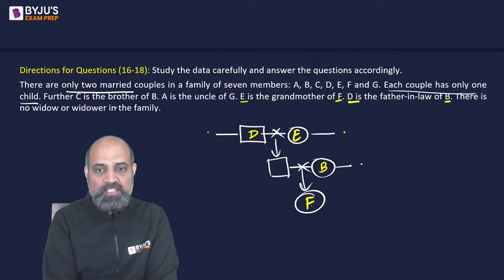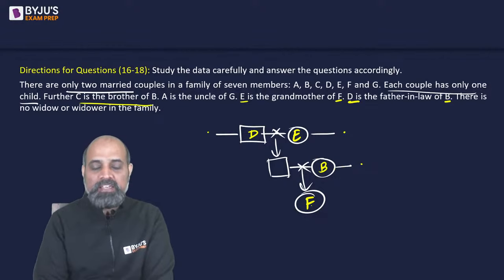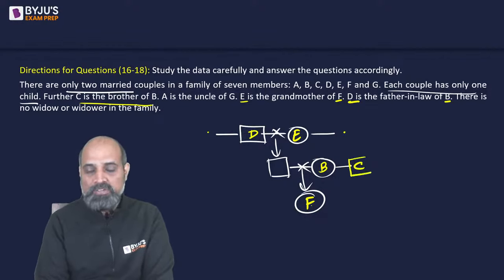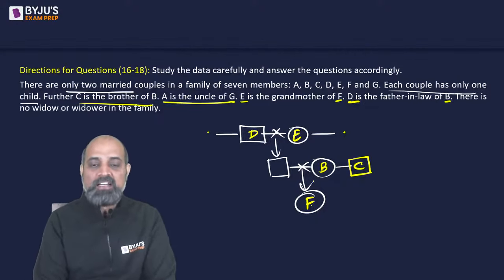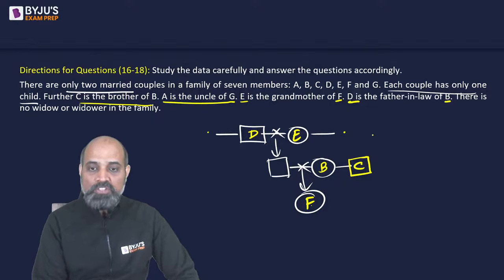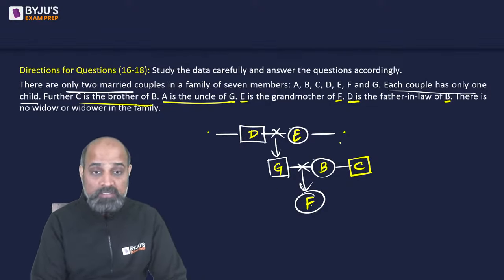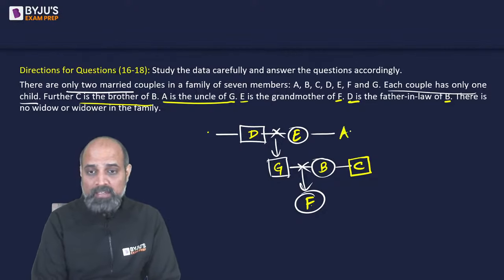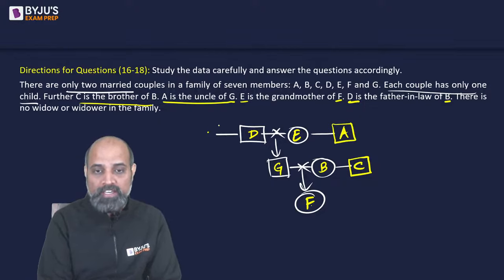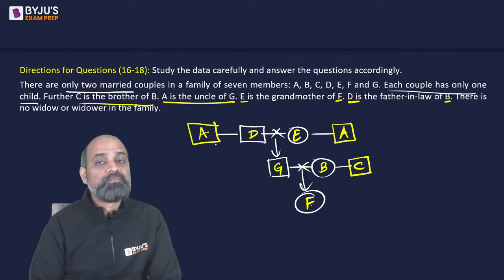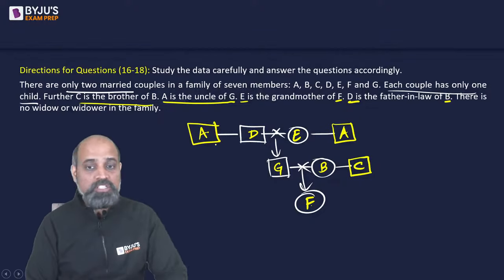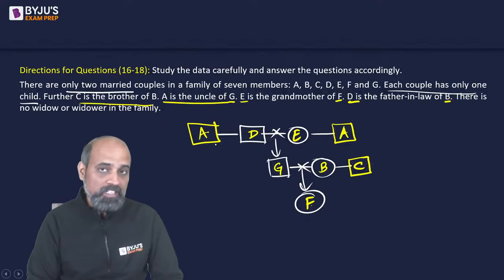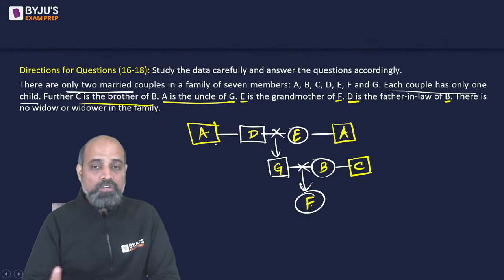Next we have C is the brother of B. So C is the brother of B. So this is where one person has come in. Next it says A is the uncle of G. So the only place we can have uncle is if this is G, and uncle A could be here or here. कहीं भी हो सकता है बिकॉज इन आदर केस ए इज गोइंग टू बी कॉल्ड एज अंकल राइट.